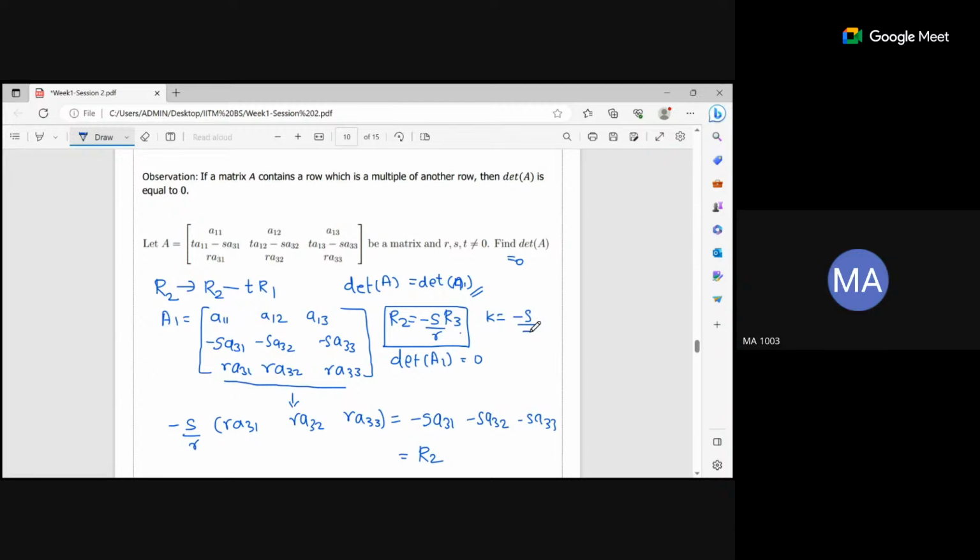So they are multiples of each other. Even if they are exactly the same two rows, it is also 0. Exactly, so in that case your constant is 1. Yes, ma'am. Thank you.